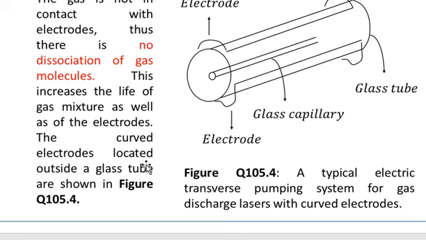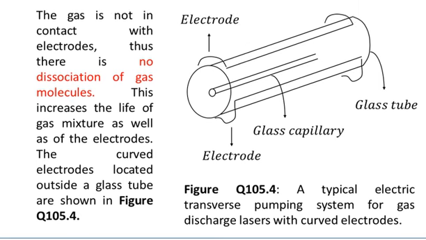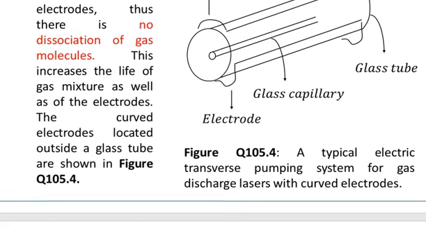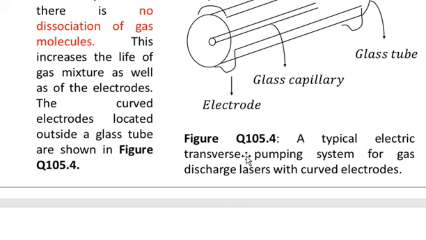The curved electrodes located outside a glass tube are shown in figure number 4. So you see that here we have shown the transverse pumping case in which the electrodes lie outside the glass tube. And the caption of the figure is: a typical electric transverse pumping system for gas discharge lasers with curved electrodes.